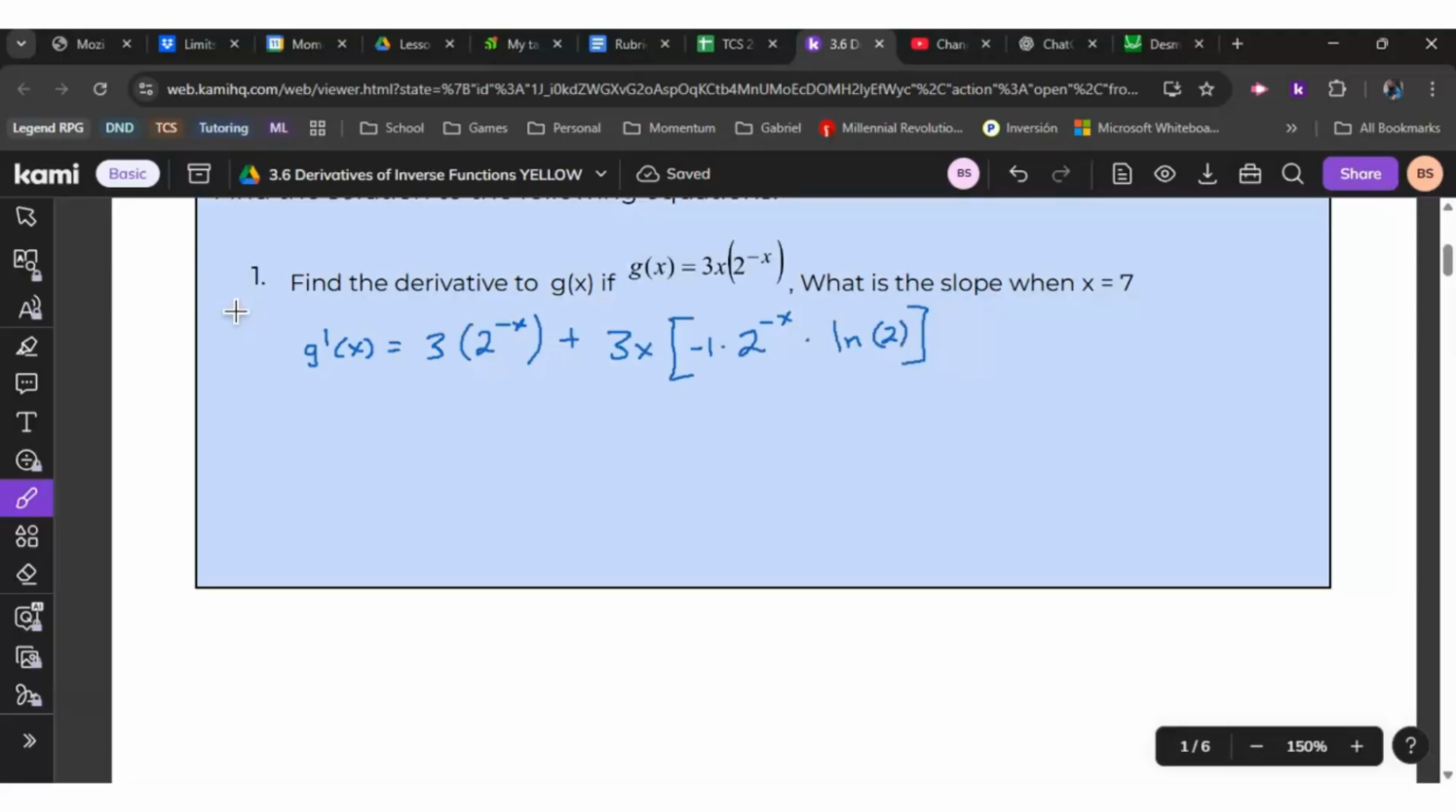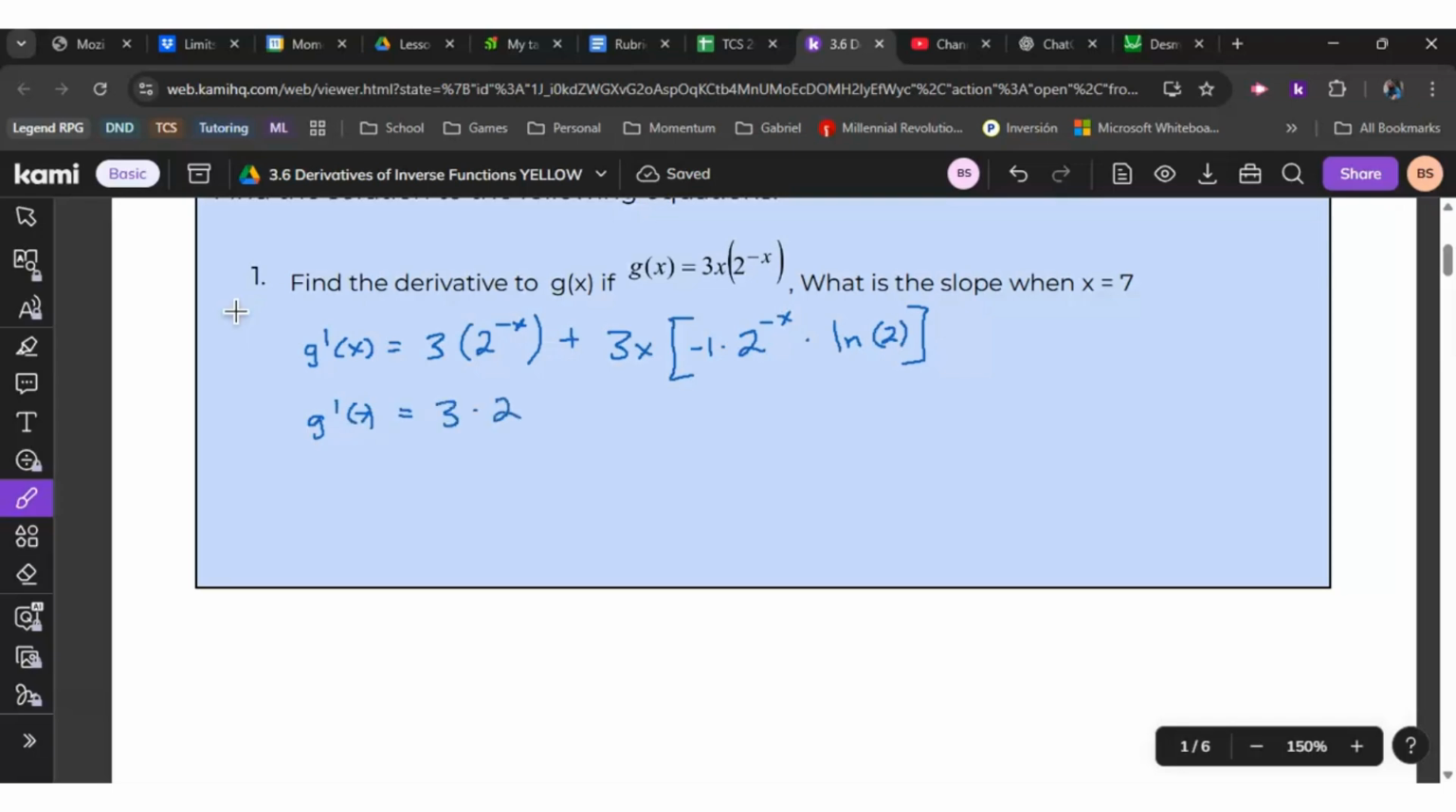Amazing. Why? Because it tells us to. Because that's the rule for logarithms. You take the derivative of the exponent times the original times the natural logarithm of the base. All right, but that's not what we're really finding. We're really finding it when it's 7.